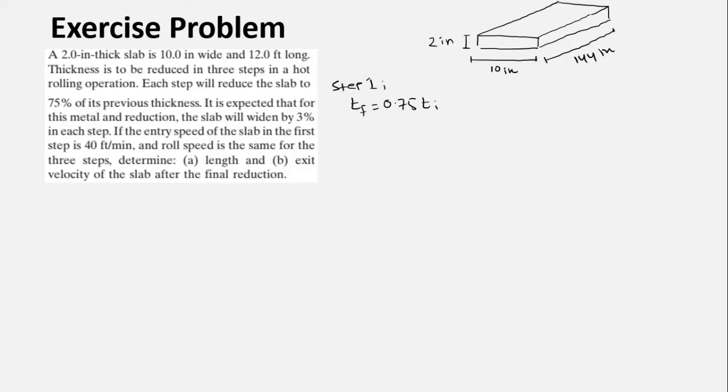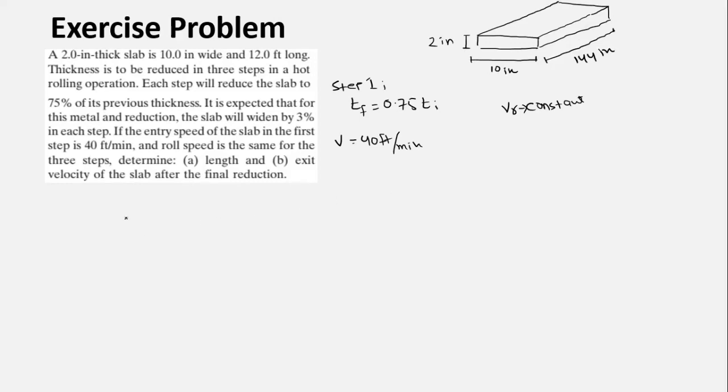If the entry speed of the slab in the first step is 40 feet per minute, and the roll speed is the same for the three steps, meaning VR is the same for all steps. Determine the length and exit velocity of the slab after the final reduction. So what would be the length of the slab and exit velocity after the final reduction?